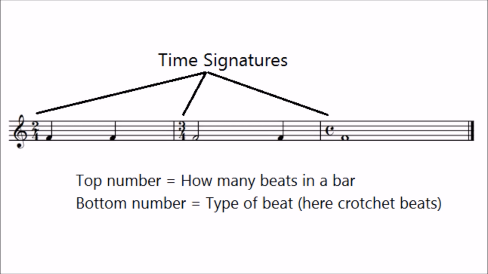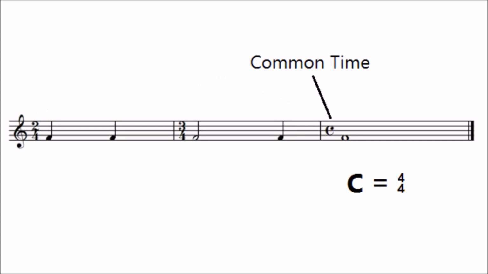Notice that this doesn't necessarily mean 3 crotchet notes in that bar. It could be, as you can see here, a minim and a crotchet, which adds up to the same as 3 crotchet beats. In the final bar, there is a letter C, which stands for common time. Common time is just another way of writing 4-4, that is, 4 crotchet beats in a bar.